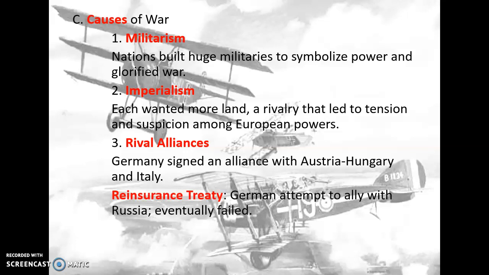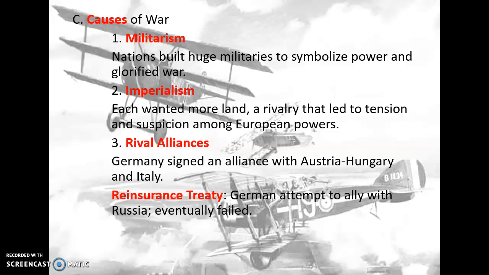Another alliance that was attempted was called the Reinsurance Treaty. It was Germany's attempt to ally with Russia. It was to reinsure Germany against only having to deal with France on one side of Germany rather than having to worry about France and Russia. Bismarck, remember Otto von Bismarck, recognized the need to have Russia's support if war with France ever occurred. However, when Bismarck lost power, the Reinsurance Treaty fell apart.